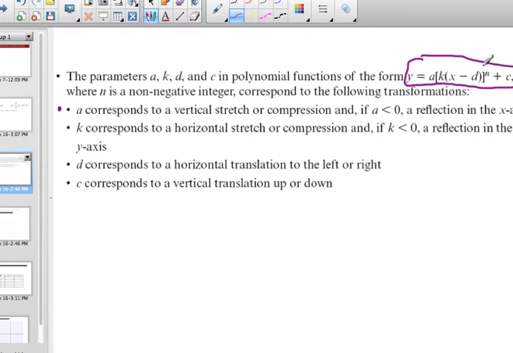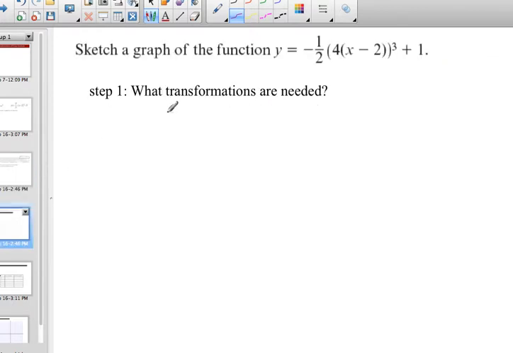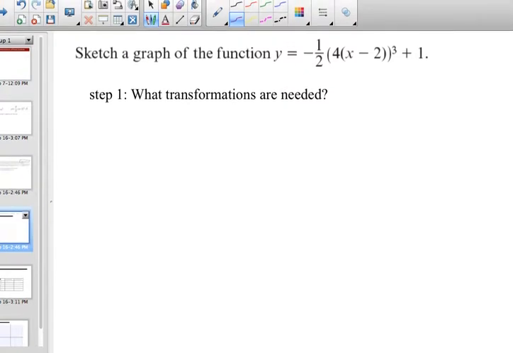And we've got a value of d, which is a shift left or right, and we've got a value of c, which is a shift up or down. And these numbers correspond exactly to what our grade 11 transformations work did for all of our different types of functions. Okay, so graphing these is going to be very similar to the way we graphed these in grade 11. Here, let's do one. Here's an example. Say I have to sketch this graph.